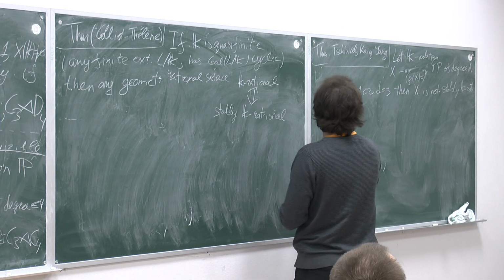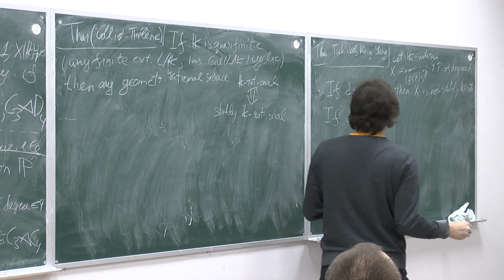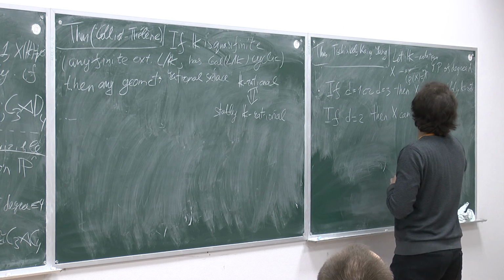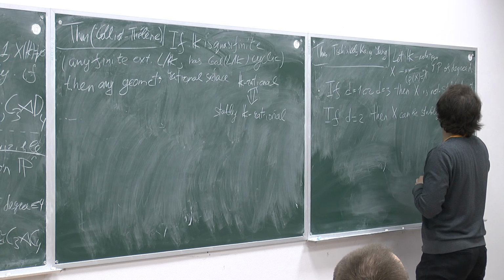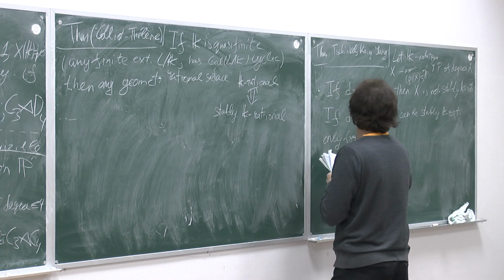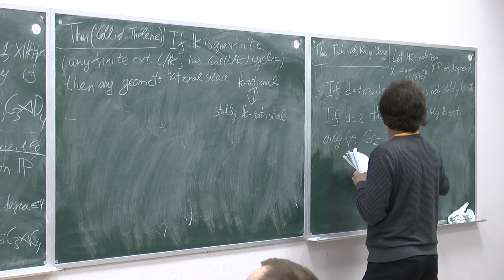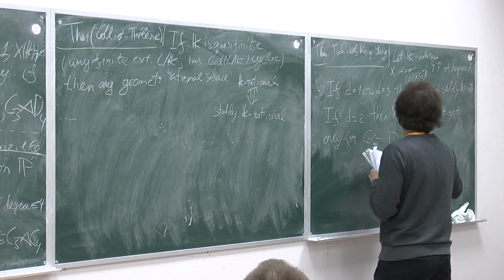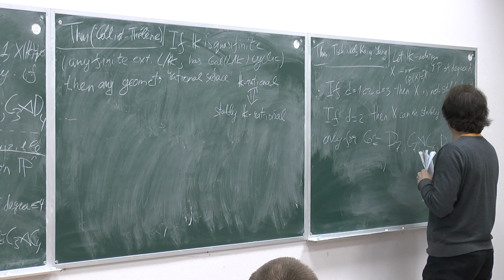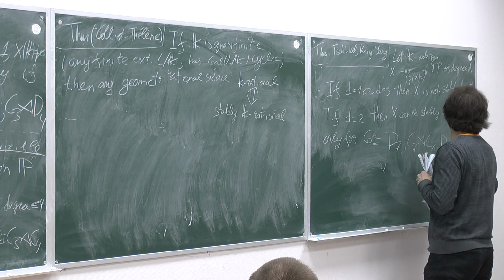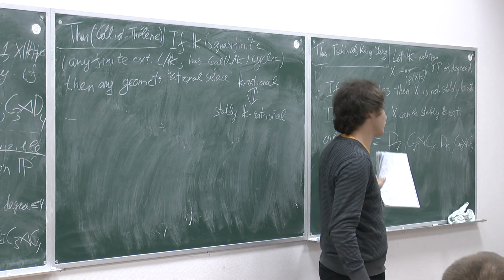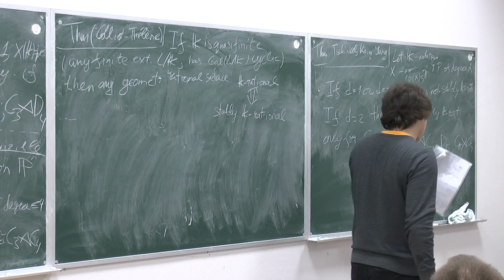And if d equals 2, then X can be stably K-rational only for the following four groups. It's the dihedral group of order 14, the semi-direct product of C7 and C6, the dihedral group of order 18, and the semi-direct product of groups of order 15 and 4, such that an element of order 4 nontrivially acts by conjugation on elements of order 3 and order 5.